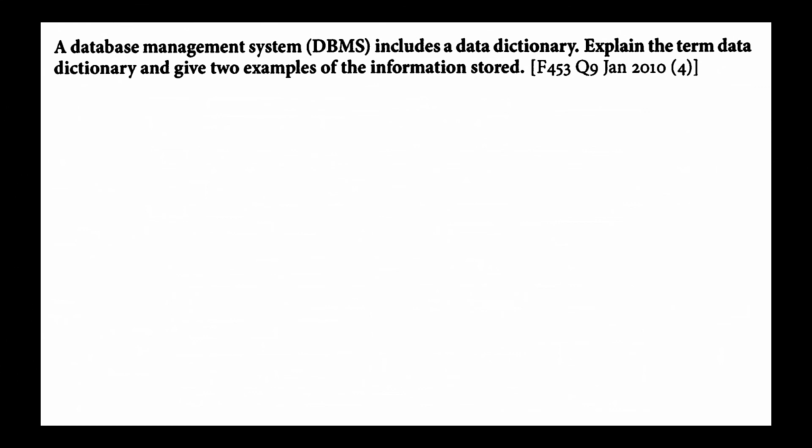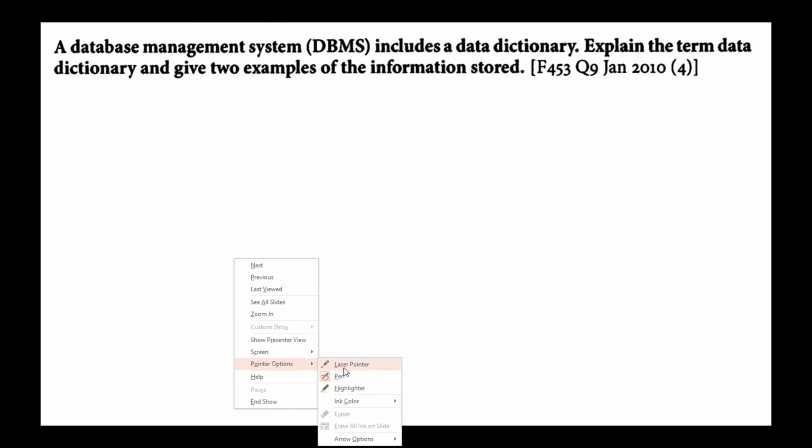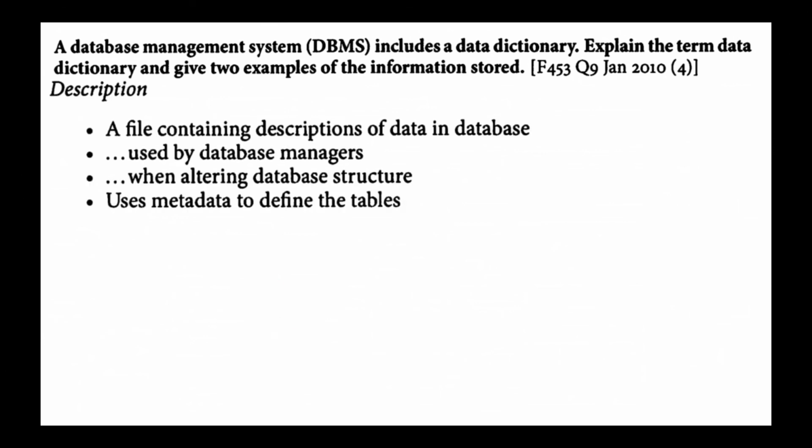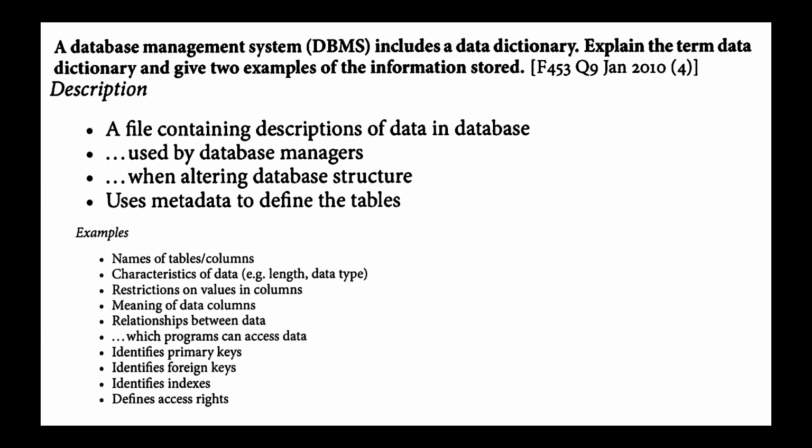Explain the term data dictionary. Ooh, I'm giving 2 examples. I'm not sure, so I'm just going to go straight to the answer. I'm trying to keep this video quite short. Description: a file containing descriptions of data in a database, used by database managers. When altering database structure, it uses metadata to define the table. Then the example, well, it has a lot of examples. Name of tables or columns, characteristics of data.